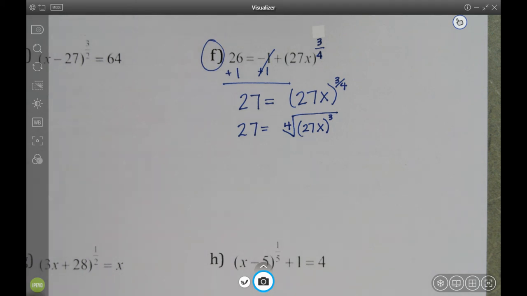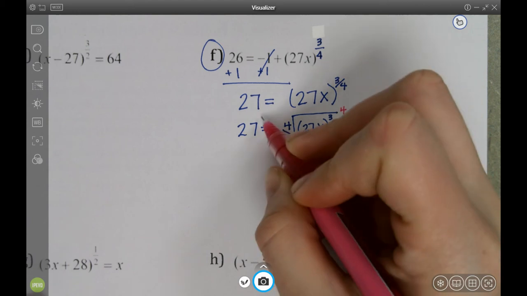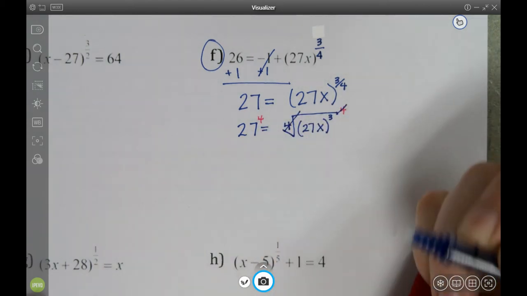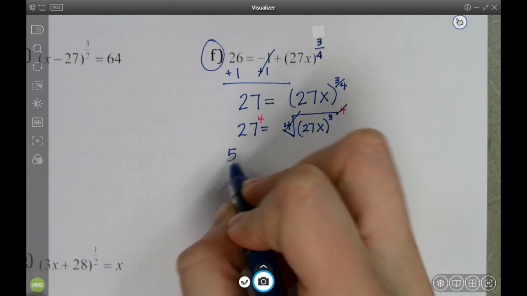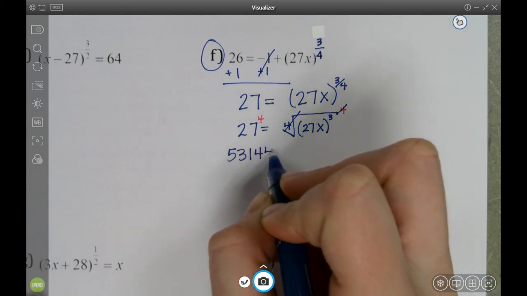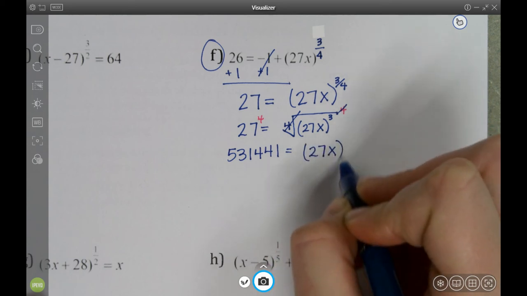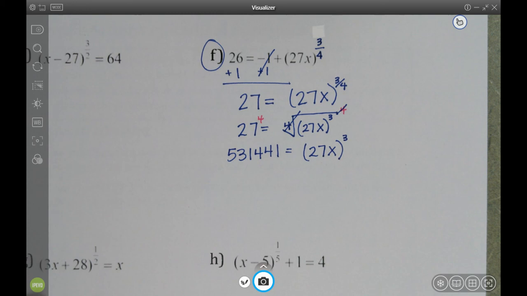Okay, you have a calculator. Are we gonna have to do 27 to the 4th power? Yes. 531,441. It's too many numbers. I don't know how to read that number. 531,441.